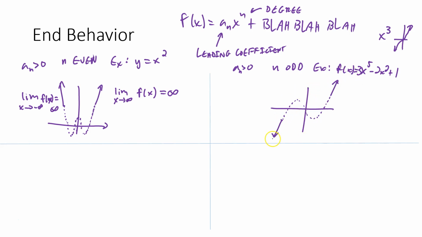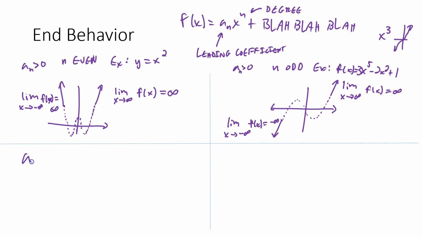But for sure, it's going to be down to the left and up to the right. So again, we write that limit as x approaches positive infinity of f of x. Well, as x goes to positive infinity here, f of x, the function, is going to positive infinity. What about as x goes to negative infinity, though? As x goes to negative infinity to the left side here, our function is going down. So this time, it's negative infinity. So as x goes to positive infinity, we're going up. Negative infinity, the function is going down.